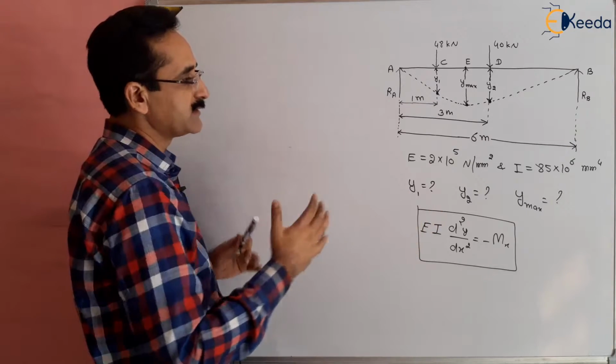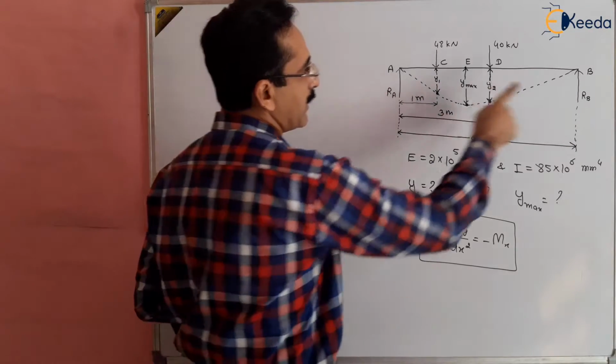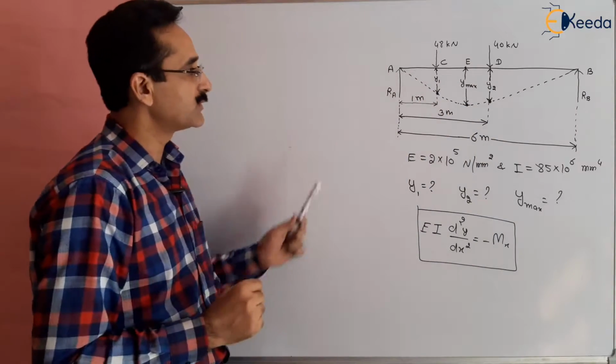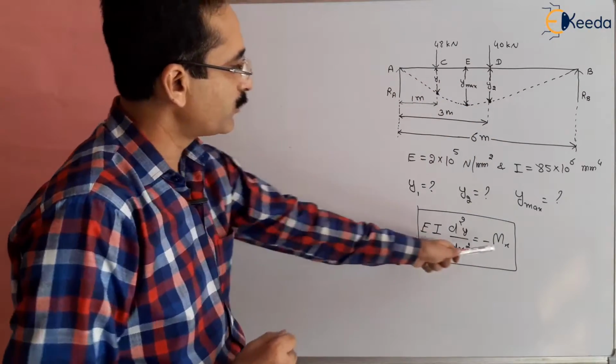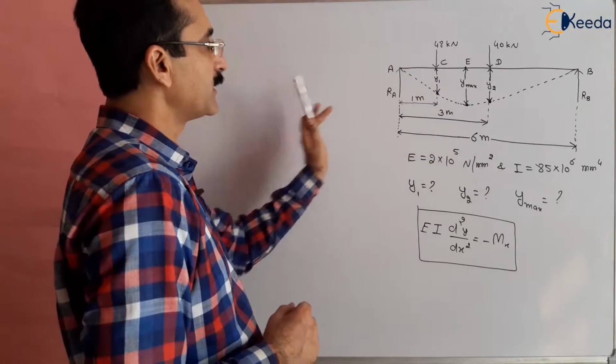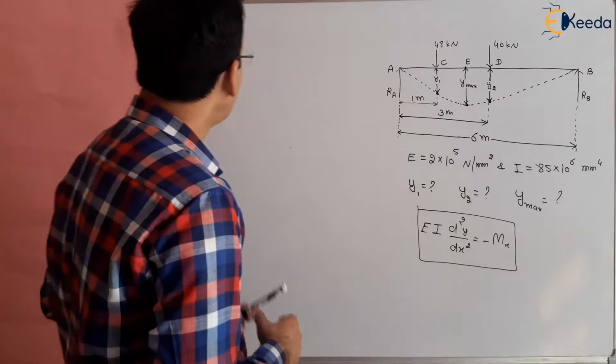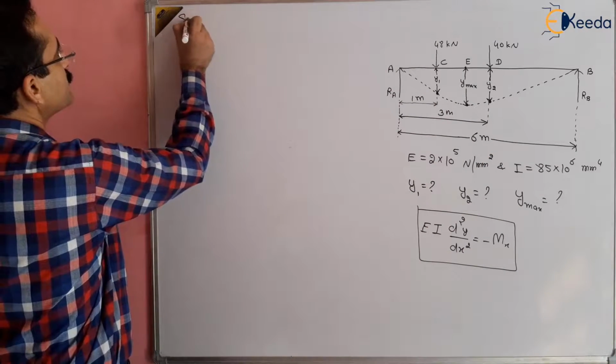Although we will combine these things, before that we want RA and RB. What is the reaction at A and B? Because it will be used, when we find the moment, the moment of RA will be required if we are taking the left side. So how to find RA and RB? To find RA and RB, let us solve this question.